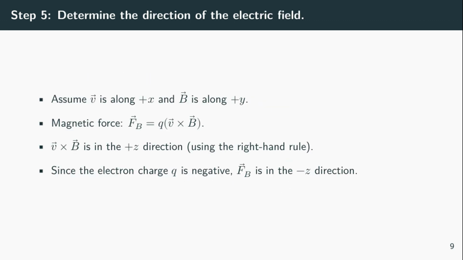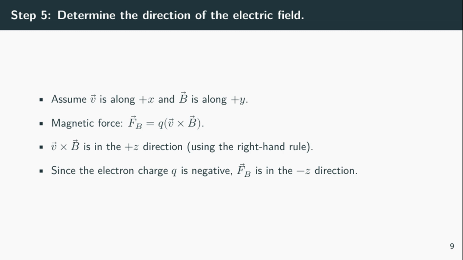Now let's figure out the direction of the electric field in step 5. To do this, let's assume a simple coordinate system. Let's say the velocity vector v is along the positive x-axis and the magnetic field vector B is along the positive y-axis. The magnetic force is given by vector Fb equals q times the cross product of vector v and vector B.